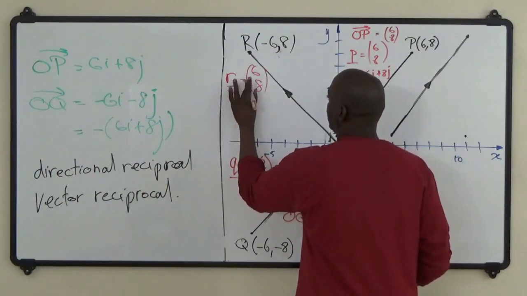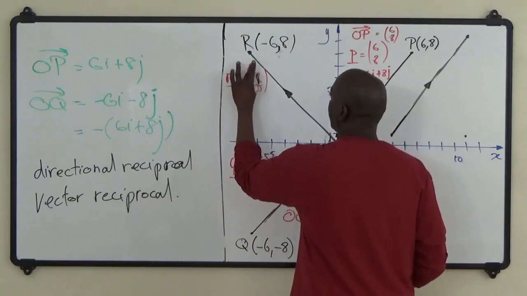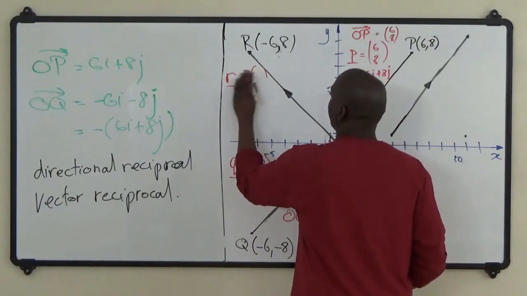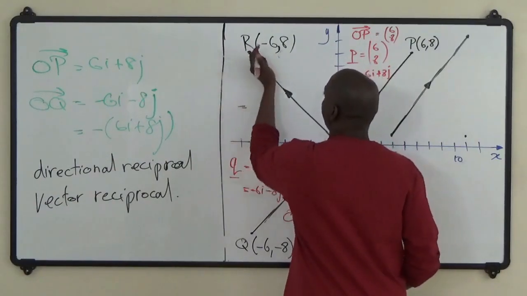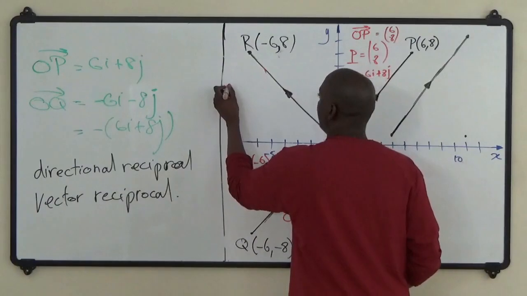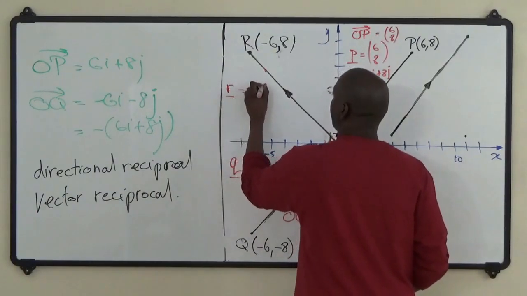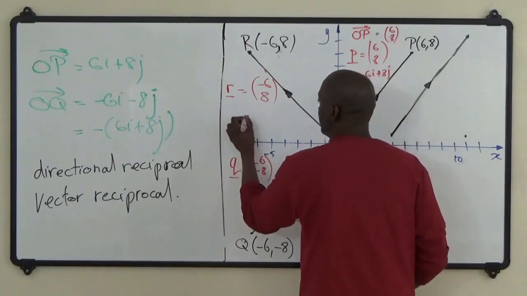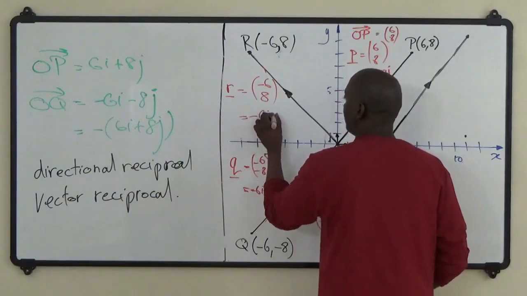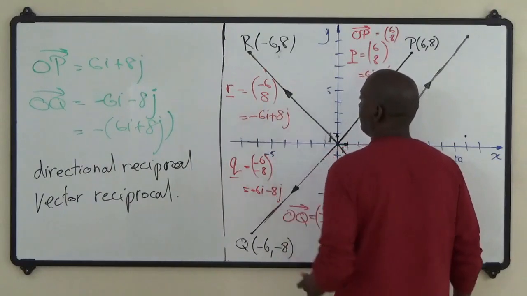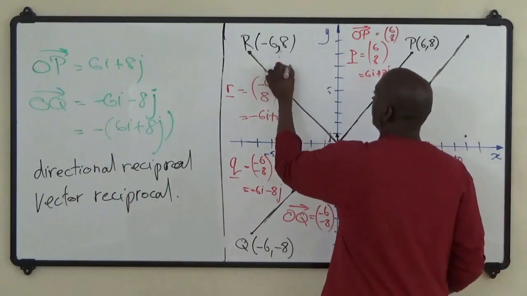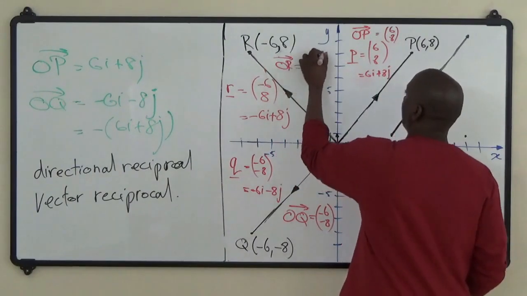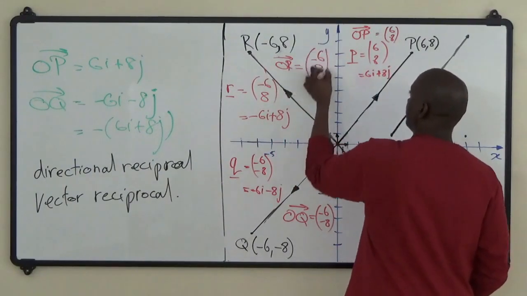The R is also equal to, not 6, but minus 6. Let me do this over. So R with the line underneath it is minus 6, 8, which is the same thing as minus 6i plus 8j. And of course, the direction OR is given by minus 6, 8. Alright?